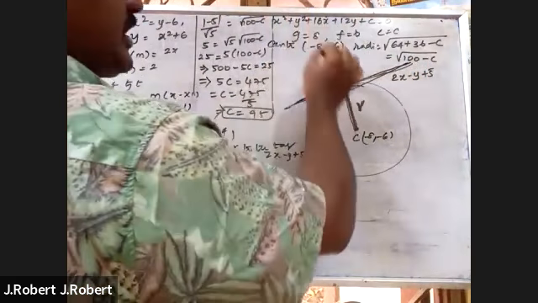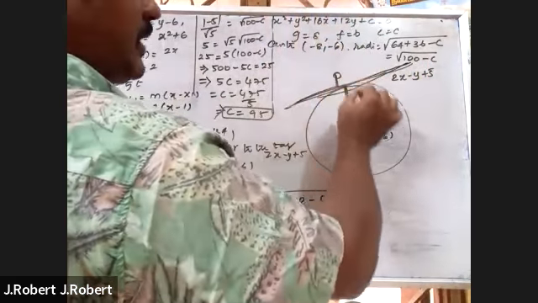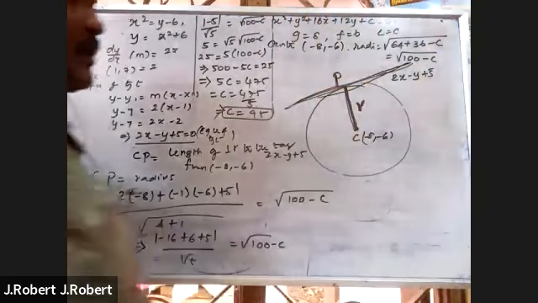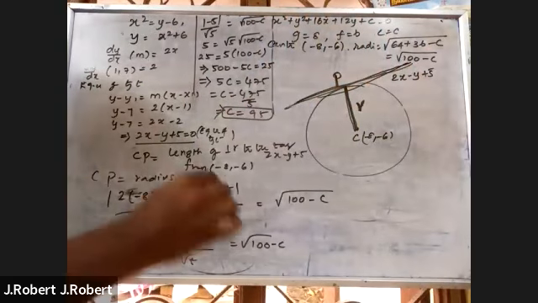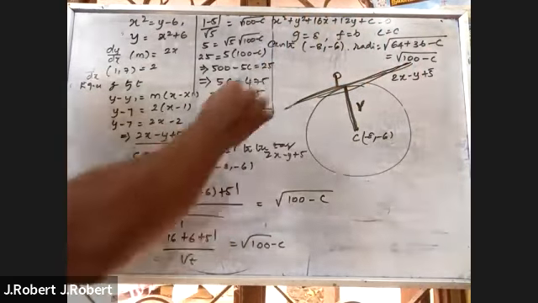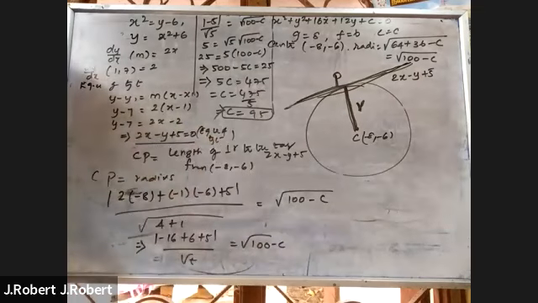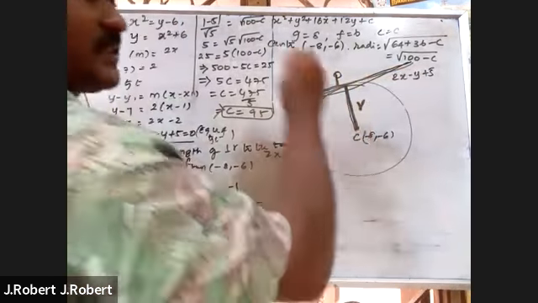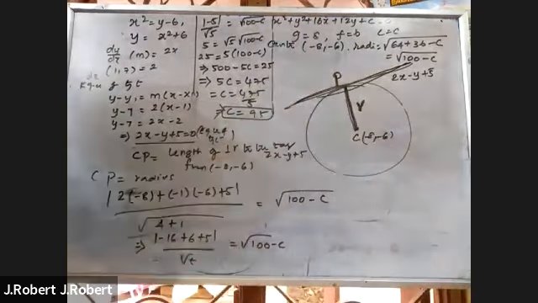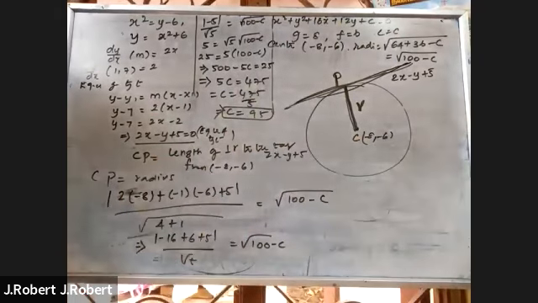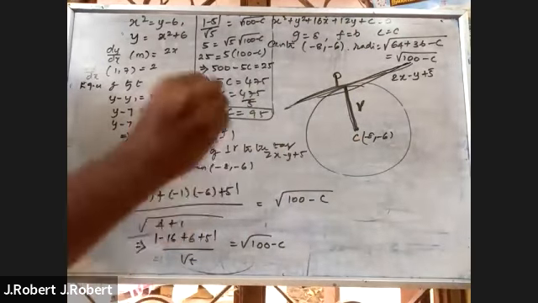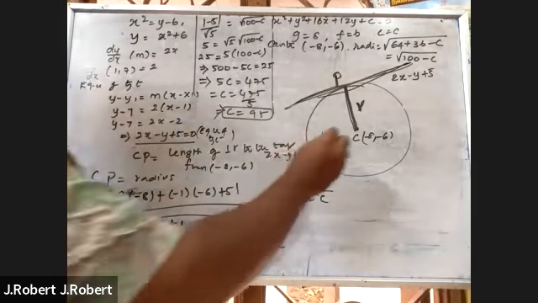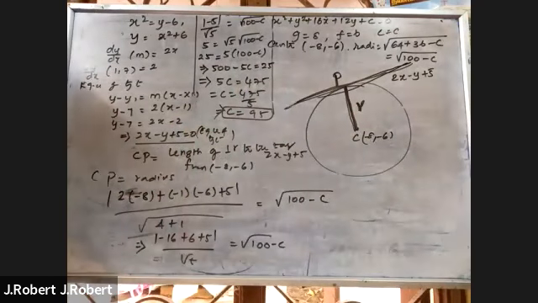Comparing with the general equation, I have found the center is (-8, -6) and the radius is square root of 100 minus c. So according to the concept, according to the diagram, according to the general condition, we can say the perpendicular distance from the tangent to the center is equal to the radius. That is, CP is the radius, the length of the perpendicular from the center (-8, -6) to the tangent.